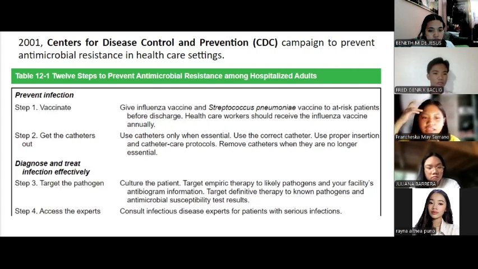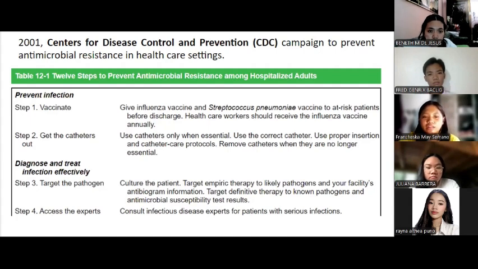For vaccinate, during those times, 2001, it is very, up until now naman, kailangan mag-vaccinate, especially for those diseases na madaling contagious or madaling makahawa sa iba. So, kailangan mag-vaccinate such as influenza shot or strep for pneumonia, especially to those at risk, like mga older people. Next is get the catheters out.